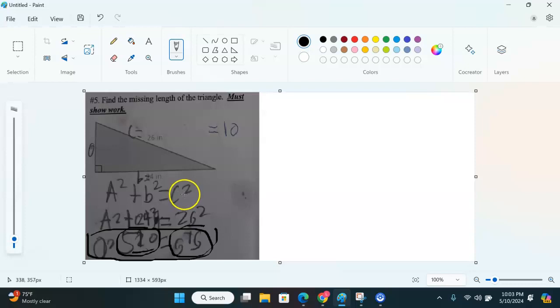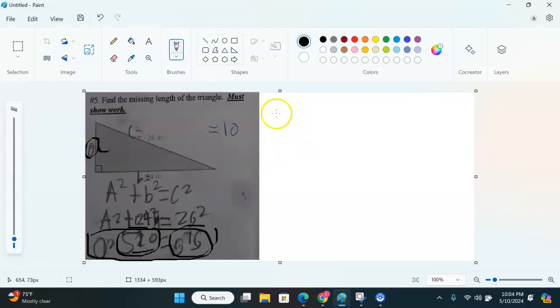Okay, all right. So number 5 says find the missing length of the triangle, and this triangle is a right triangle. Okay, I'll say it again. This is a right triangle. So what we're going to do is use the Pythagorean theorem to find the missing side, and this is a. This side right here is the a that they're looking for. So the base is equal to 24, and the hypotenuse of this right triangle is equal to 26.